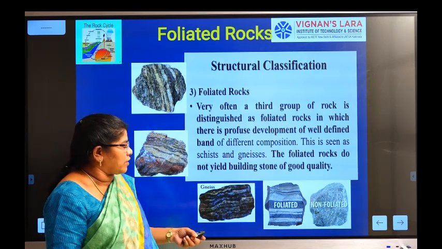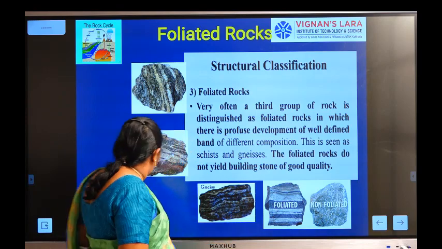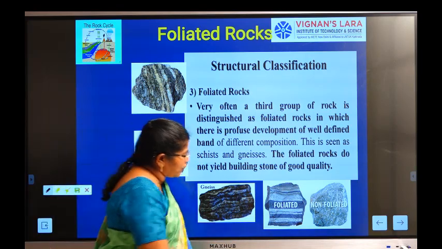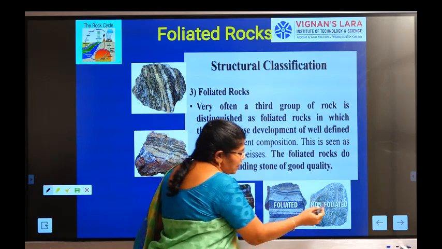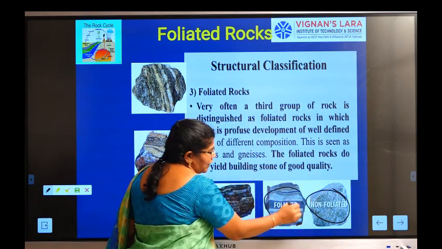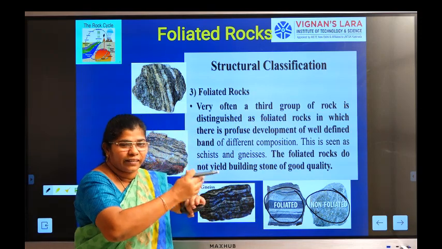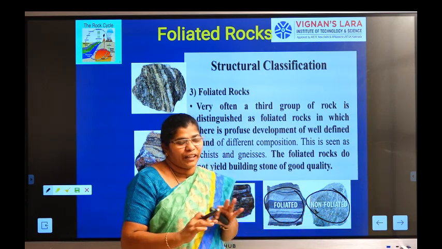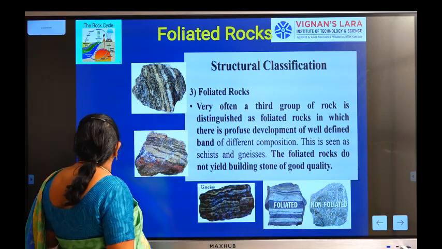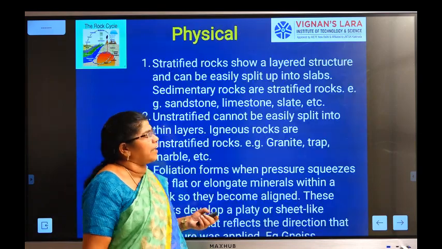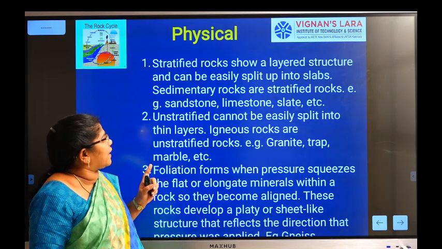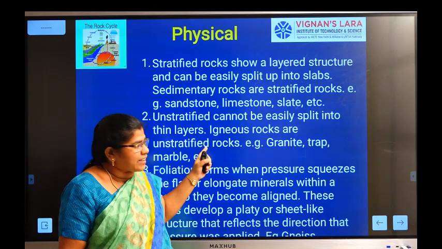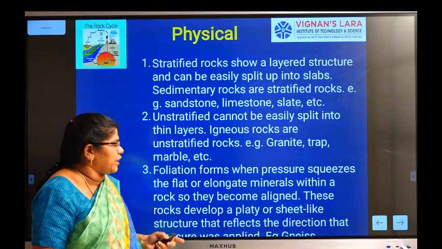And foliated rocks. You can see the difference between the foliated and the unfoliated rocks. This is the foliated rocks. This is the unfoliated rocks, right? So what is foliated? Folds, right? It is folding, one layer by another layer. Non-foliated will not have any folds in it. So next we will be seeing the difference between the physical classifications, that is stratified rocks, unstratified rocks and the foliated rocks.